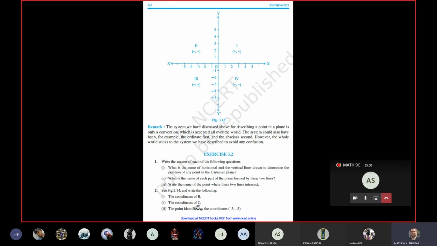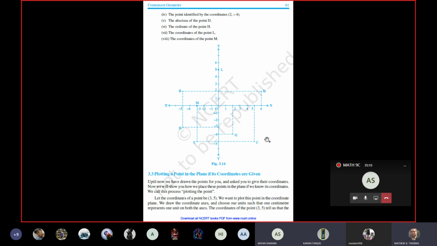Second part, coordinates of C. The coordinates of C are 5 comma minus 5. So write down 5 comma minus 5. The coordinate of C is 5 comma minus 5.